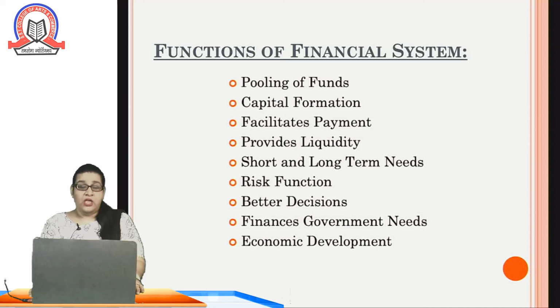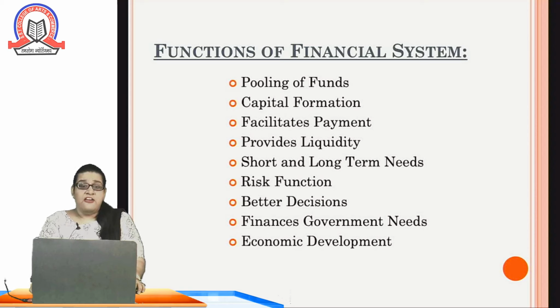Then next is capital formation. The financial system helps in capital formation, like one person's saving is converted into investment. When we save our money in banks or insurance companies, it is provided to industries and businessmen, so it is converted into the form of loans. So it creates capital formation in an economy. Capital is provided to industrialists or businessmen with the help of banks and mutual funds. So it leads to capital formation.